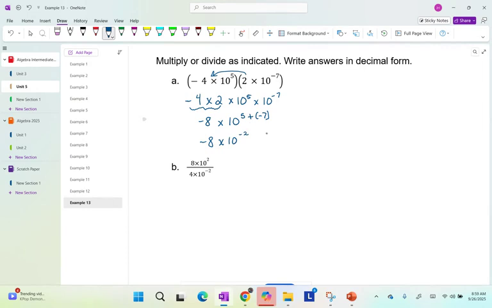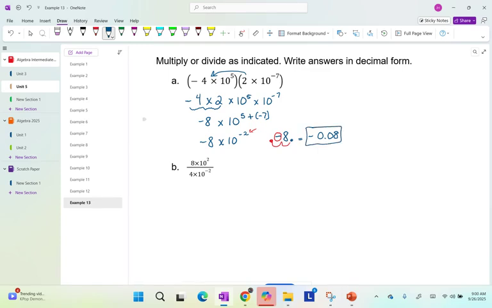And now we're going to write this in decimal form. So we'll have -8, and we'll put a decimal point right next to that 8. And it's a negative exponent, so we're going to move our decimal to the left. 1, 2, put our decimal place right there. And we'll fill in any of those spaces with zeros that we need to. And so we'll rewrite this now. Don't forget about that negative sign, -0.08.